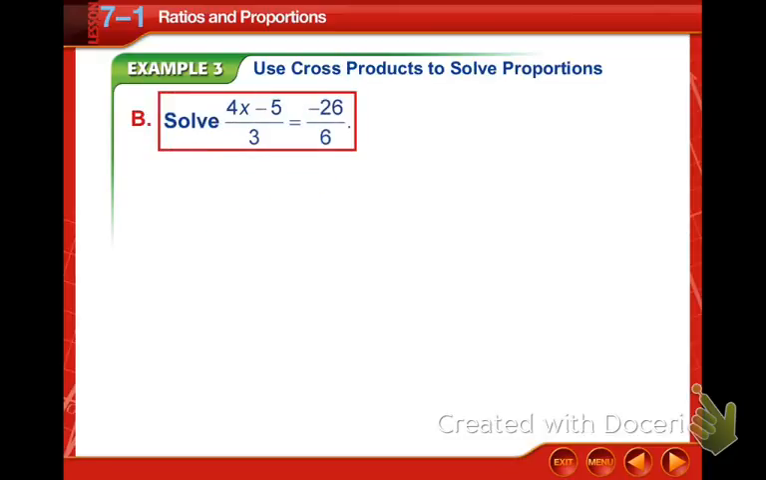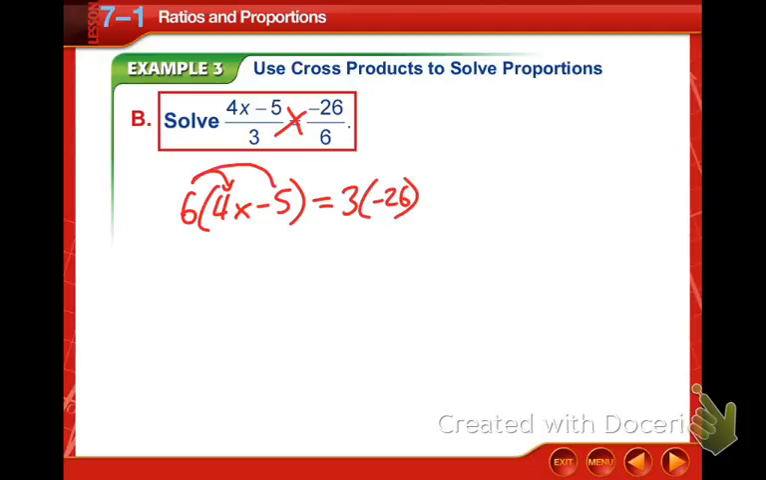Our next problem, we're looking for x here. And now we have an expression on the top of one of our proportions, so that's going to be a little bit different. Going to cross multiply still. It's going to be 6 times 4x minus 5 equal to 3 times negative 26. So I'm going to distribute the 6. 6 times 4x is 24x. 6 times negative 5 is negative 30. And 3 times negative 26 is negative 78.